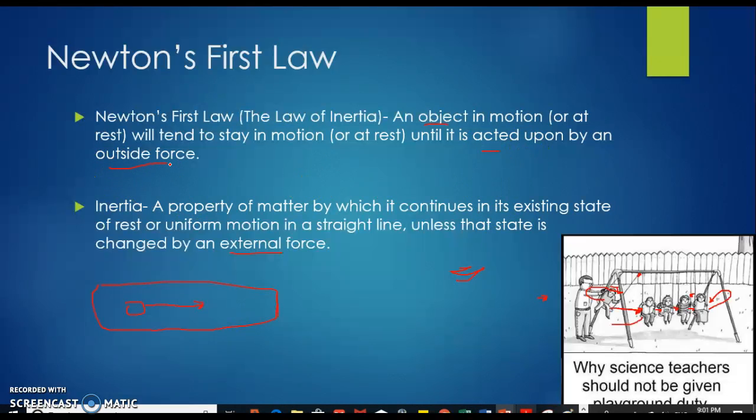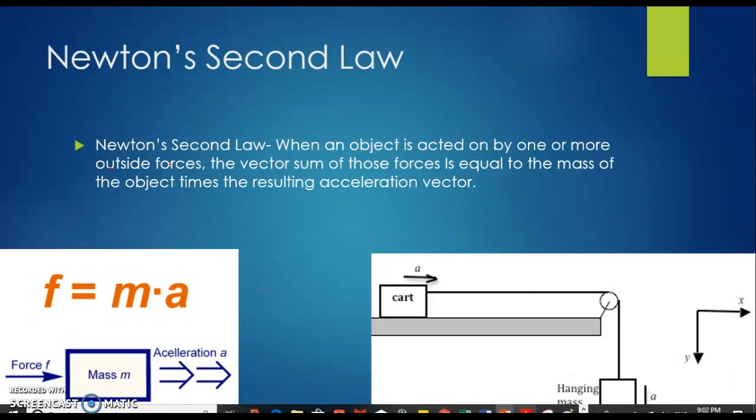And that's just Newton's first law, that it'll stay in motion until it's acted on by something else. Newton's second law states that when an object is acted on by one or more outside forces, the vector sum of those forces is equal to the mass of the object times the resulting acceleration vector. So we have exactly what that states down here. This is the force, and this is the mass times acceleration.